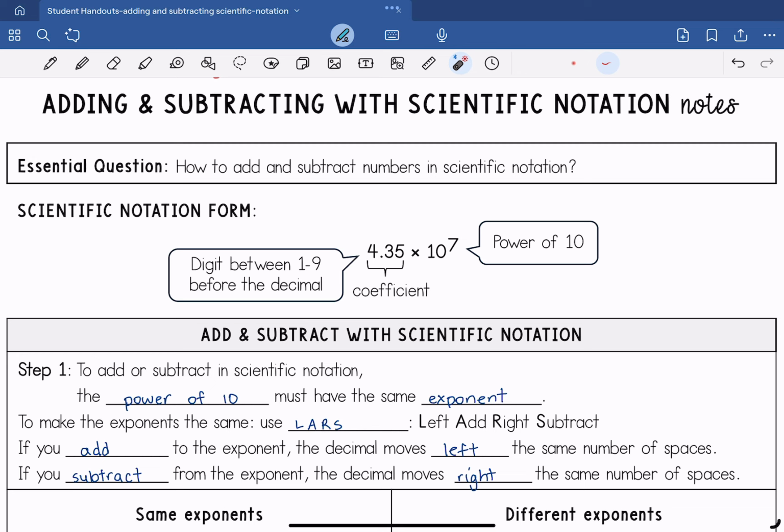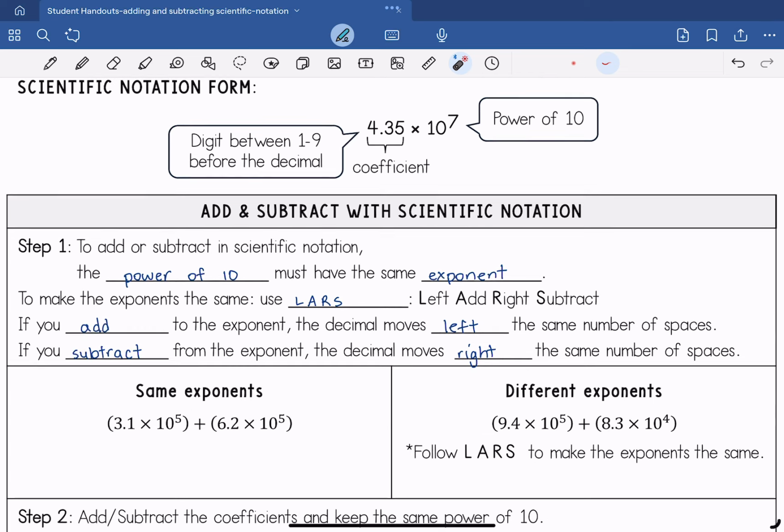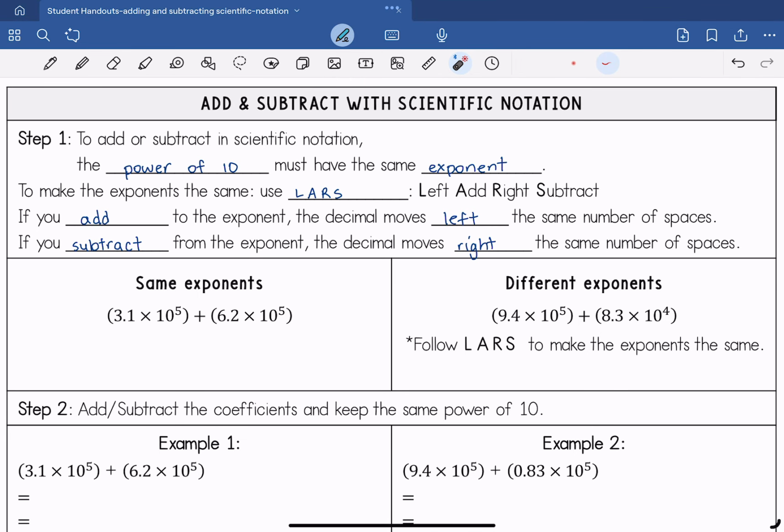When a number is in scientific notation, it is composed of a coefficient and a power of 10. The coefficient will have one digit in the ones place value, that is a digit from 1 to 9. So how do you add and subtract with scientific notation?